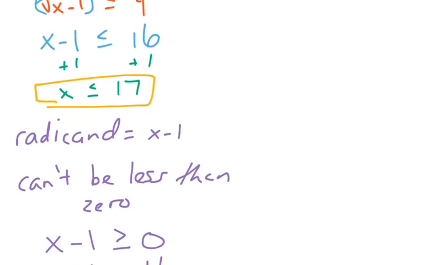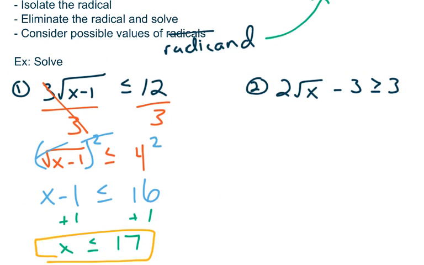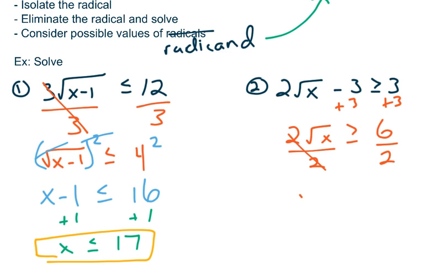Let's try another example. So I'm going to scroll all the way back up. We've got 2 square root of x minus 3 is greater than or equal to positive 3. Step number 1 is to get the radical by itself. We actually have 2 steps to do before the radical is by itself. So we're going to add 3 first, so plus 3 on both sides. That leaves me 2 square root of x greater than or equal to 6. Then I'm going to divide both sides by 2. The 2's will cancel. We're left with the square root of x is greater than or equal to 3.